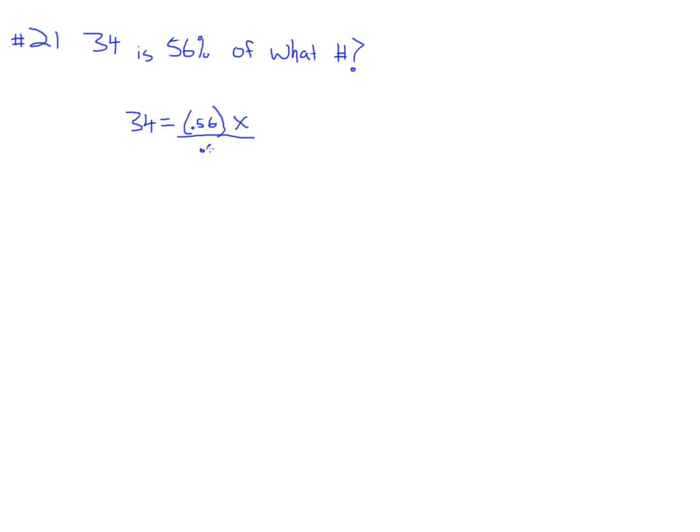So I can just divide by 0.56, and that's going to cancel here. I divide this by 0.56, and then that's going to give me X, which is that other number. If I do that math, I end up getting 60.7 as my answer. So these percentage problems are kind of tricky because sometimes they'll say "is," sometimes they'll say "of," and once you get it written into an algebra form, it becomes really easy to solve it.